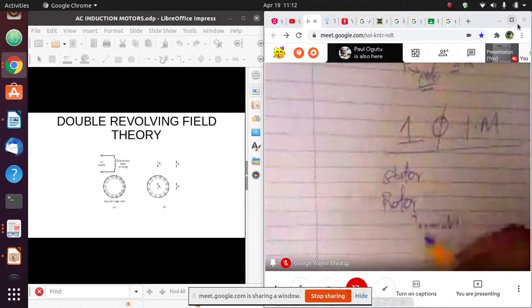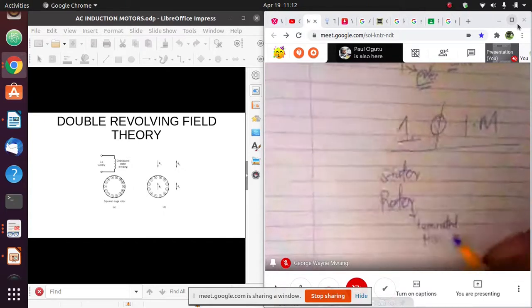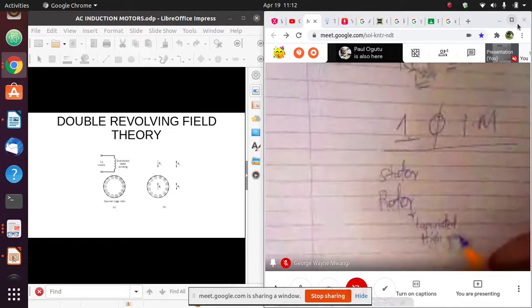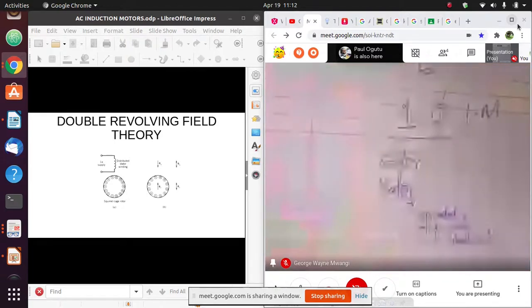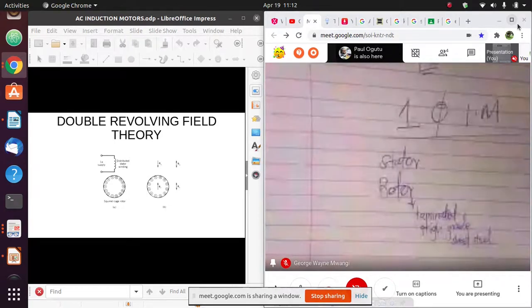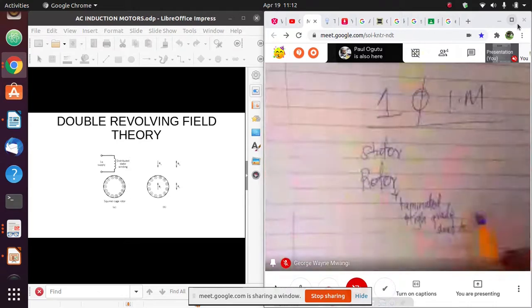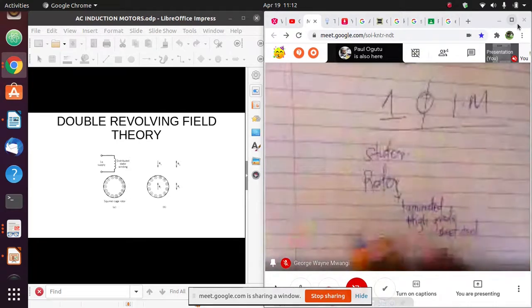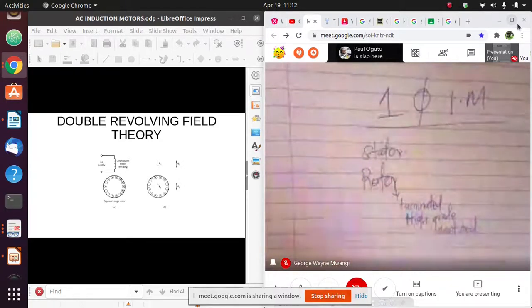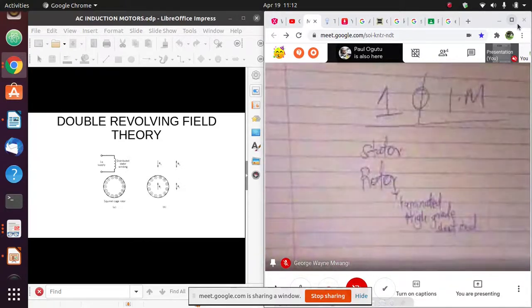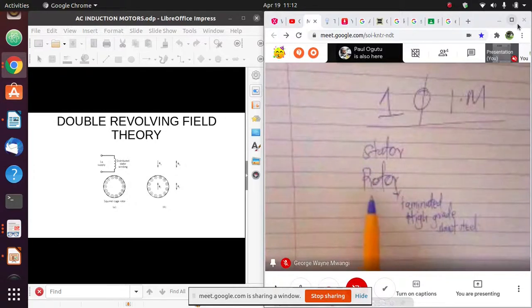high-grade sheet steel. When we say laminated, we mean that there are very many pieces that have been put together. And the reason why we laminate our rotor is to reduce eddy currents, and to reduce the locking of magnetism between the stator and the rotor. The lamination is very important because it reduces the eddy currents produced by the magnetism, and we prevent the locking of the magnetic circuit of the stator and the rotor.